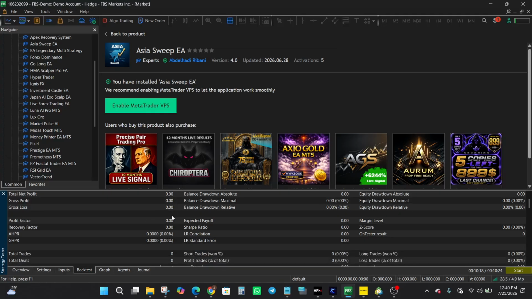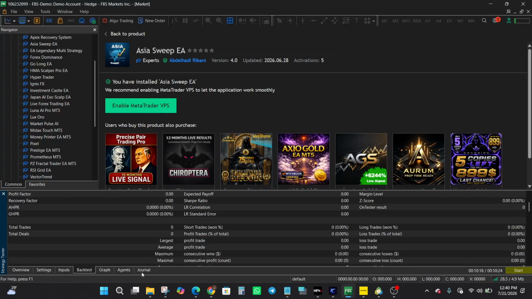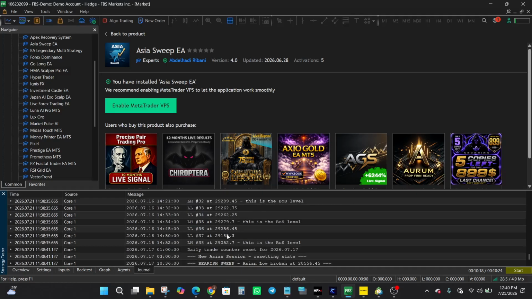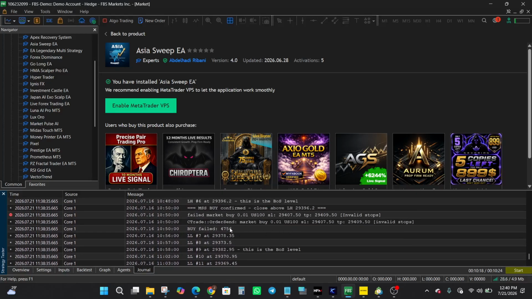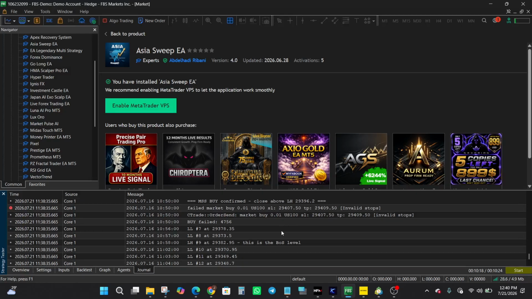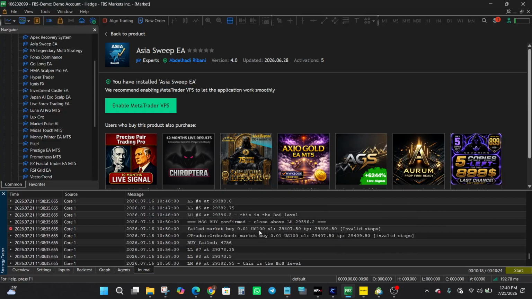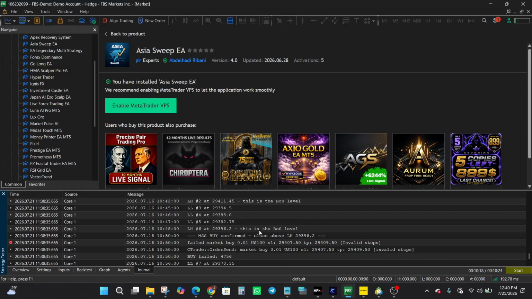Now, I do have a bit of extra context here from the platform journal log during part of this window. Looking at it, the engine was clearly active. You can see this is the BOS level, this is the BOS level, and so on, market buy, and so on. I see it flagging the Asian session highs and lows, logging swept lows and confirming break of structure correctly, time stamped and labeled exactly as the strategy description outlines. But on at least a couple of confirmed setups, the actual order was rejected by the platform with an invalid stops error.